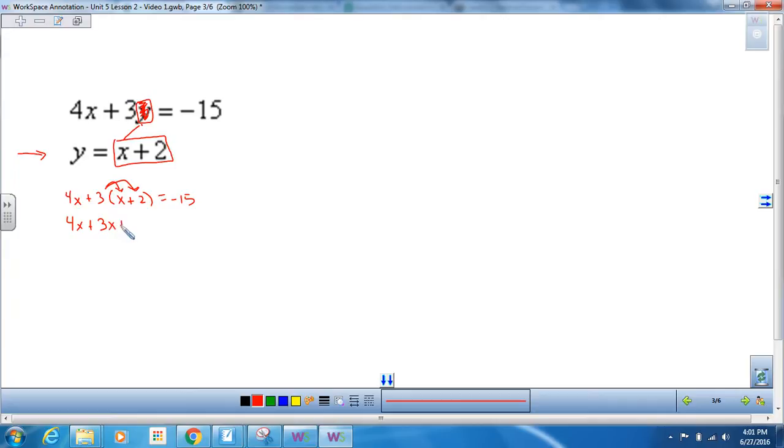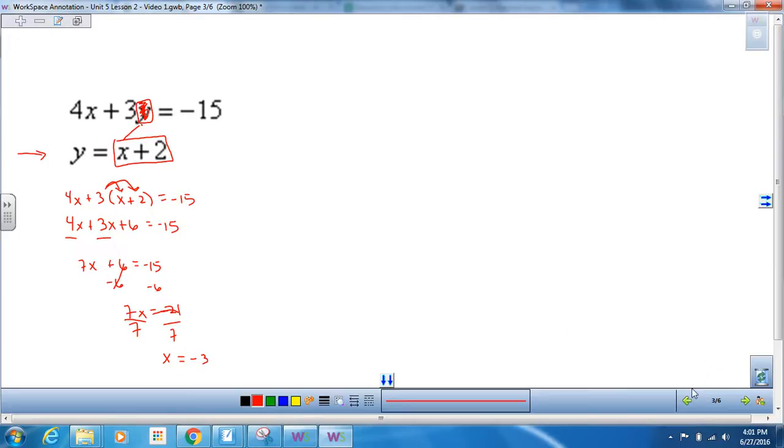So 3x plus 6. And then we want to combine like terms. That's 7x. They're on the same side. So we do the same, keep the signs the same. Okay, and subtract 6. Negative 21, divide by 7, and I get x equals negative 3. Okay, so I have x.